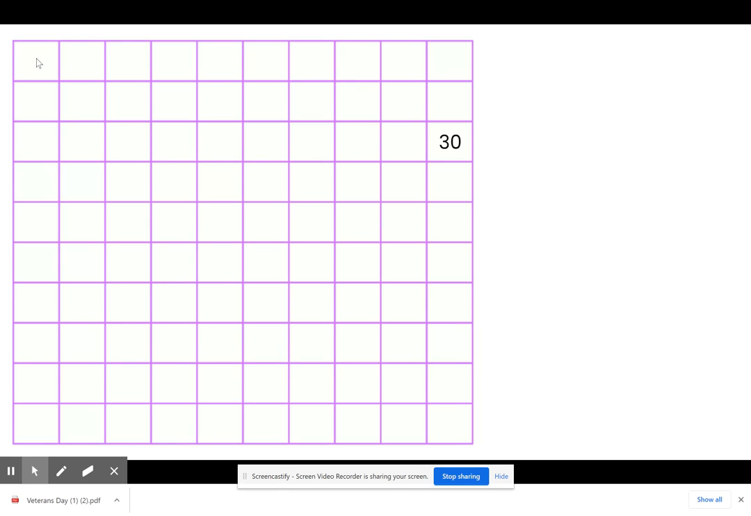Some of you might have started here at the first box and counted up, 1, 2, 3, 4, 5, 6, 7, 8, 9, 10, 11, 12, 13, 14, 15, all the way till you got to 30. Some of you might have thought, well, if this was 10, you knew this was 20, then this would be 30.